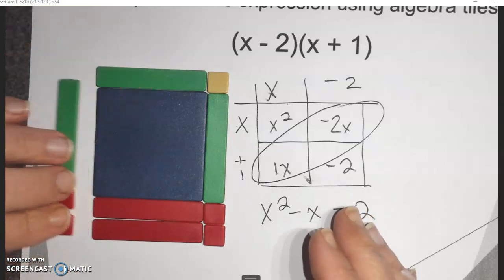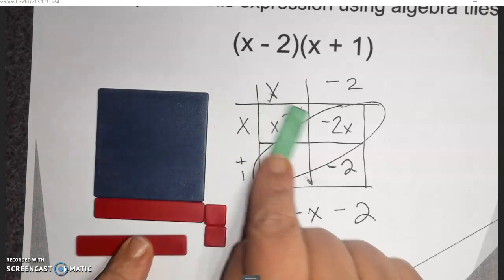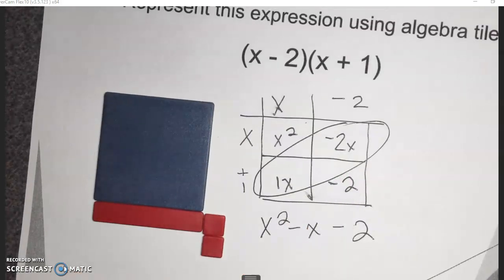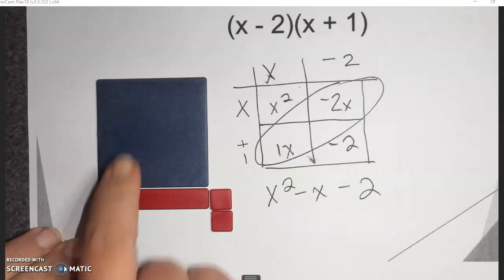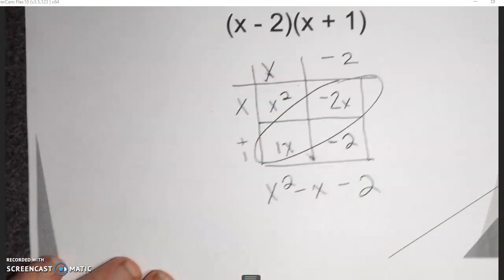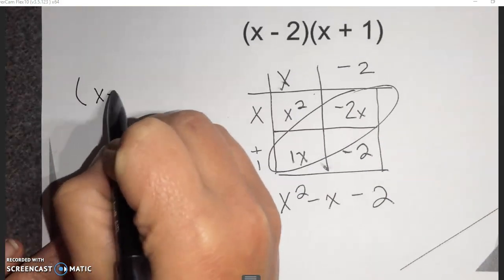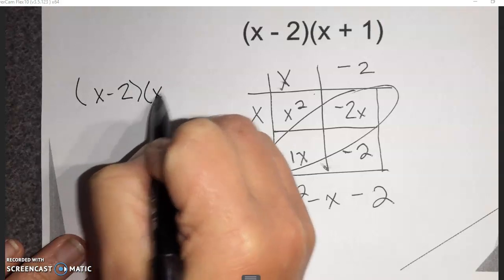So, take away the problem. Here's your answer. But we're looking for the zero product. So this goes away, and this is our answer. x squared minus x minus 2. You can also use that FOIL method or distributive property.